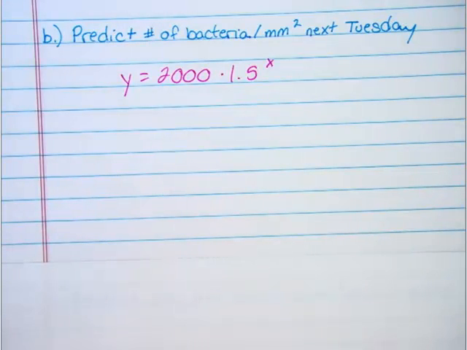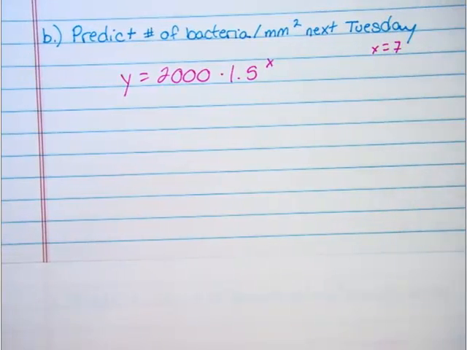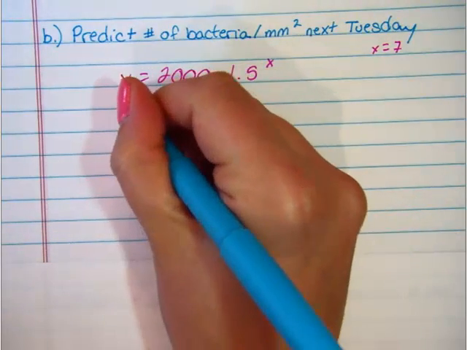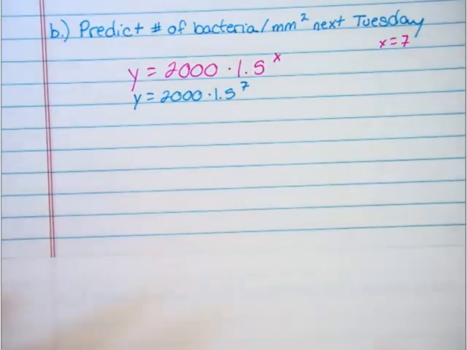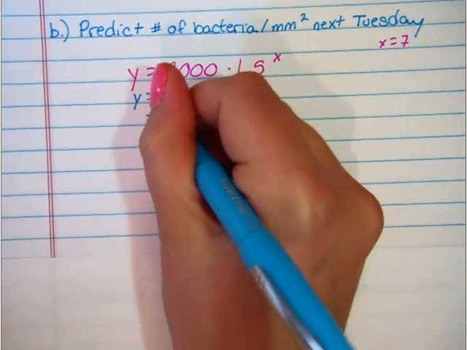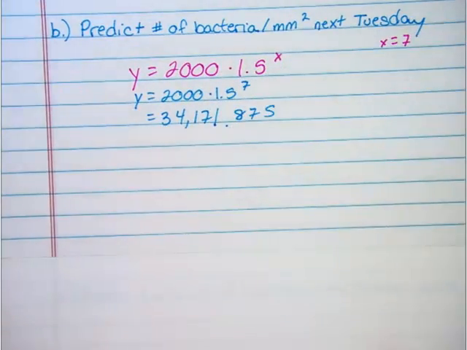So this is my equation. I'm trying to figure out how much bacteria I'm going to have by next week Tuesday. That's 7 days from the beginning, which means my x value is 7. So I plug in 7 for x, therefore y equals 2,000 times 1.5 to the 7th. Take that 1.5 to the 7th, multiply it by 2,000, and I get 34,171.875.